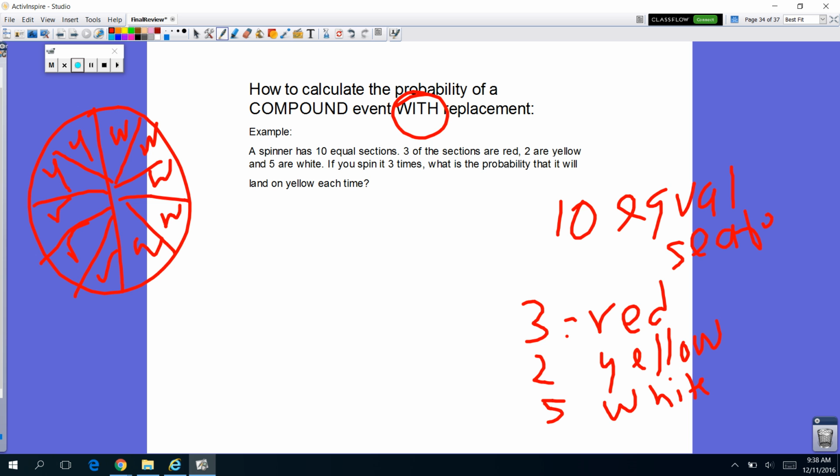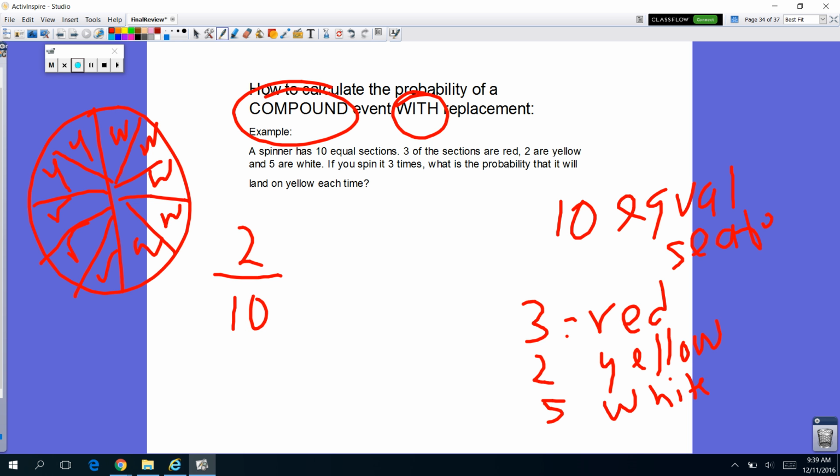Okay. So if you spin it 3 times, what is the probability that it will land on yellow each time? Well, it's compound. Okay. Compound is going to be a hard thing to do. The probability gets smaller each time. It's hard to get what you want. In this case, what we want is that we get yellow each time. Well, to get a yellow, it's 2 yellows out of 10, right?